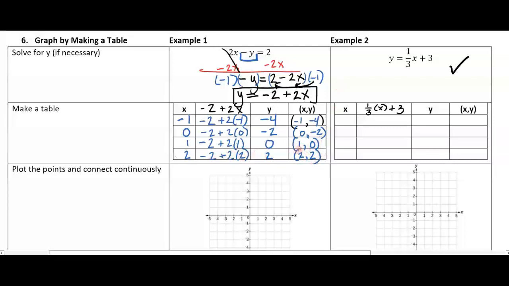Looking at this, we happen to have also found a couple of intercepts. This is where x equals 0, which means my y-intercept is -2. Looking at my table, this is where y is 0, so my x-intercept is 1.